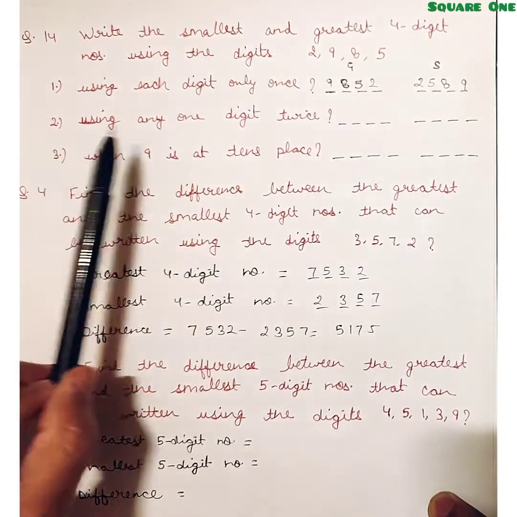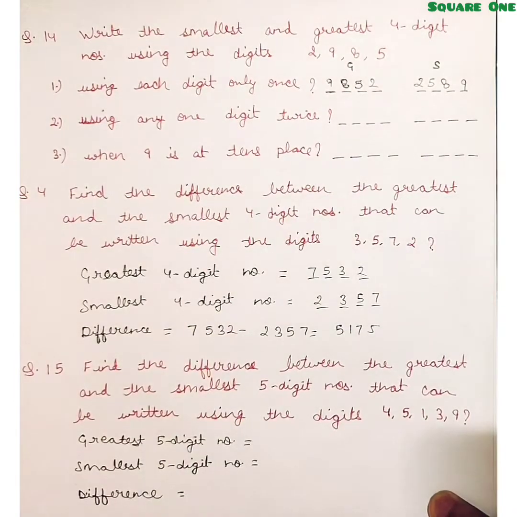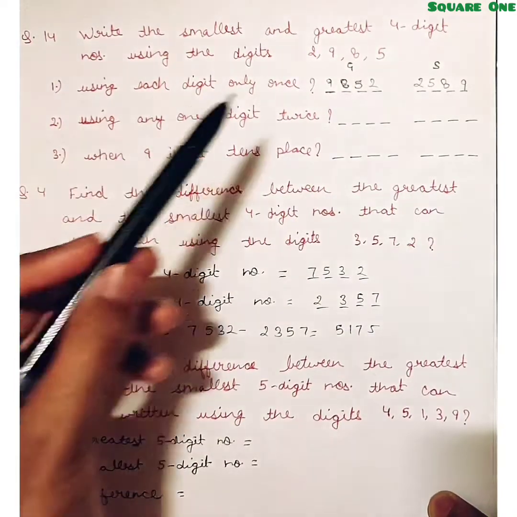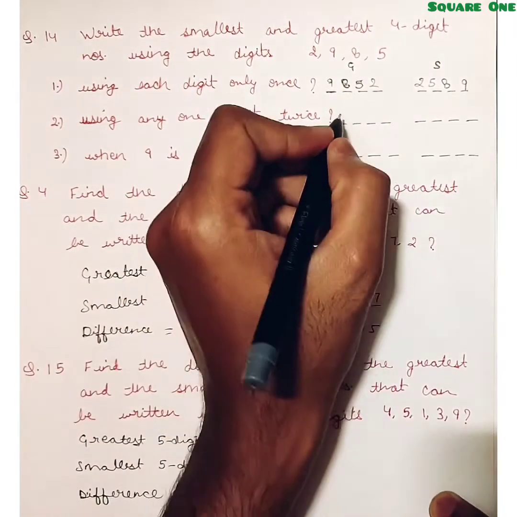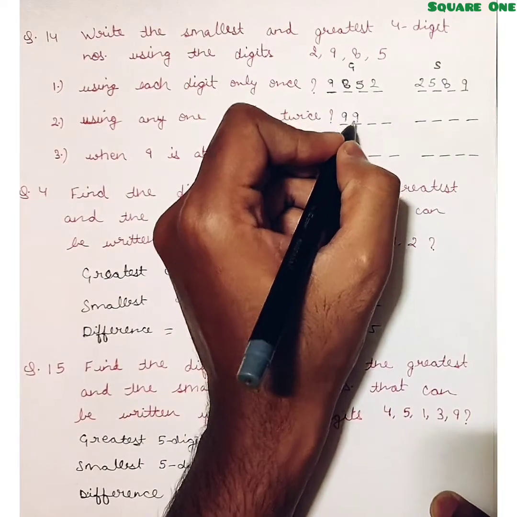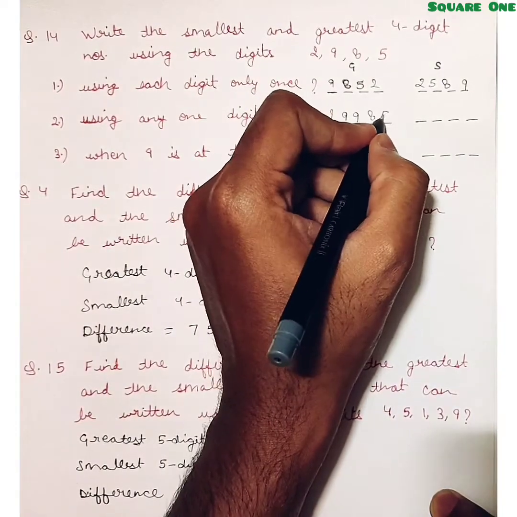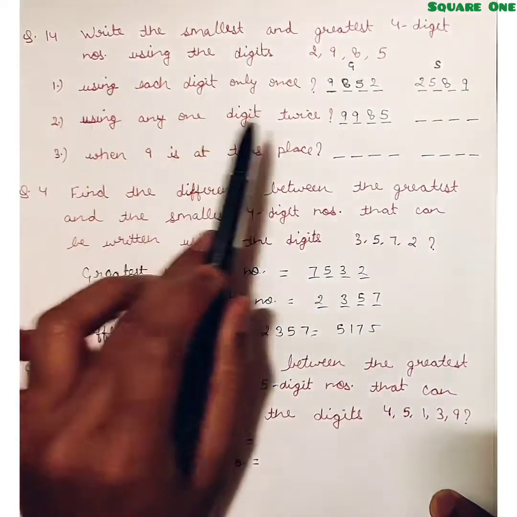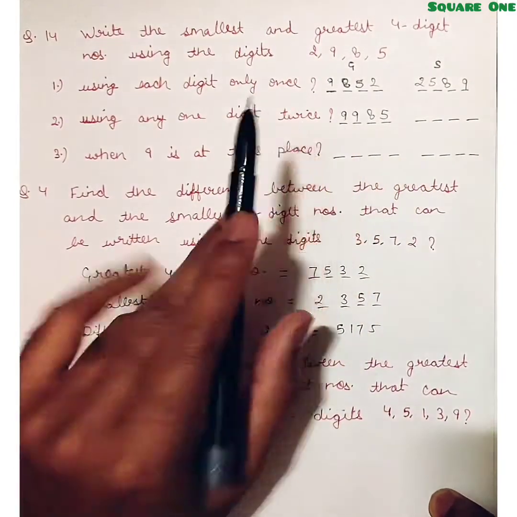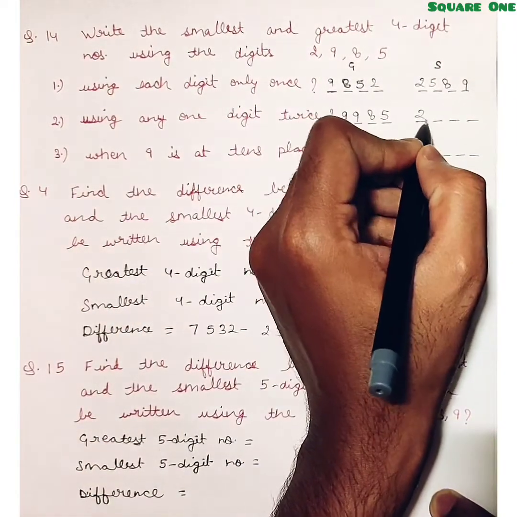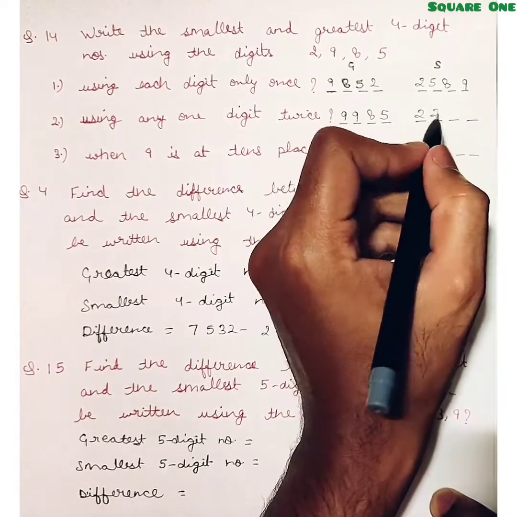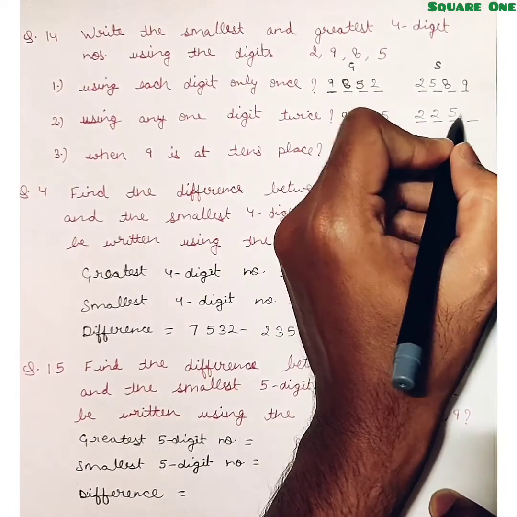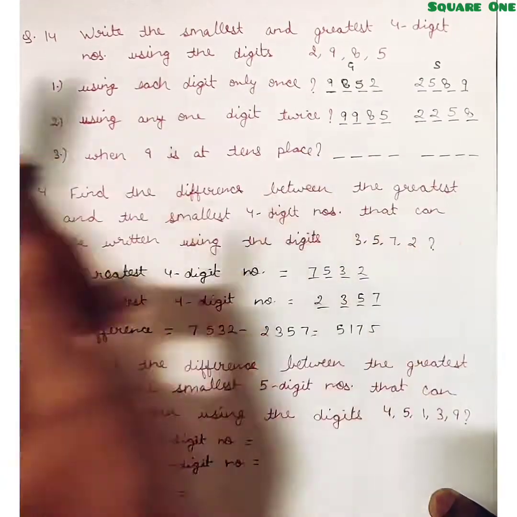Next we have using any one digit twice. In this question we are allowed to use any one of the 4 digits twice. So to form the greatest 4-digit number, I'll use the greatest digit twice. Okay, that is 9, then 8, and then 5. To form the smallest 4-digit number, I'll start from 2, then I will again write 2 since I am allowed to use any one digit twice, then 5, and then 8.